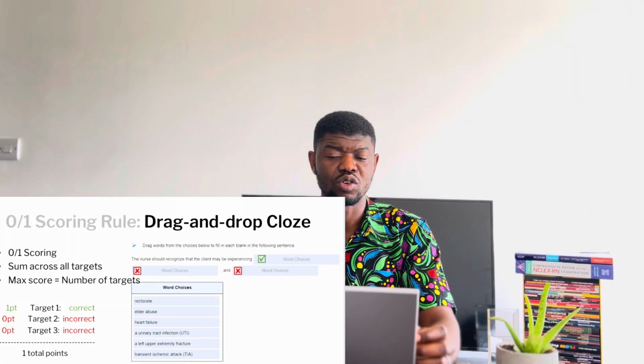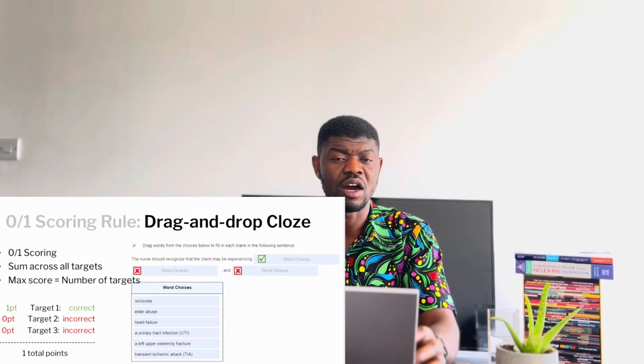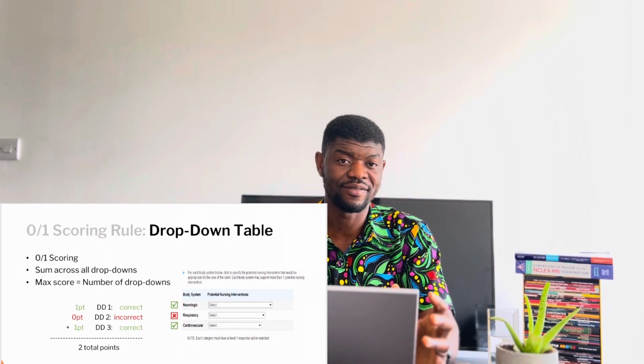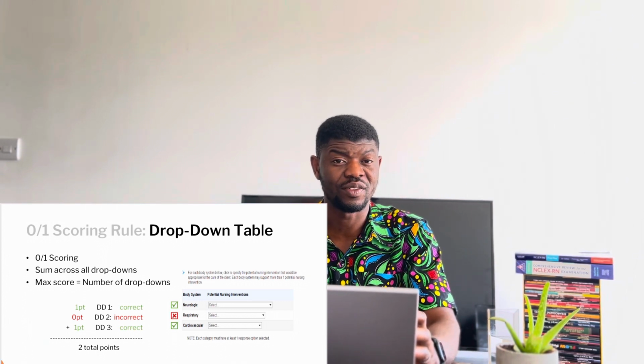So as many answers as you get, that is recorded for you as your total in this type of question, the drag and drop cloze. The next type of question we'll be looking at is the drop down table. This is more like the drag drop down cloze, but in a tabular form. And usually every correct answer you get is summed up to give you a total for that question.